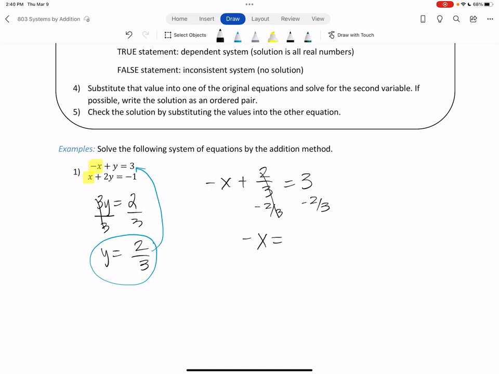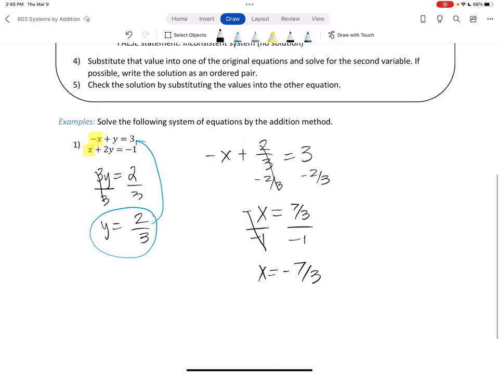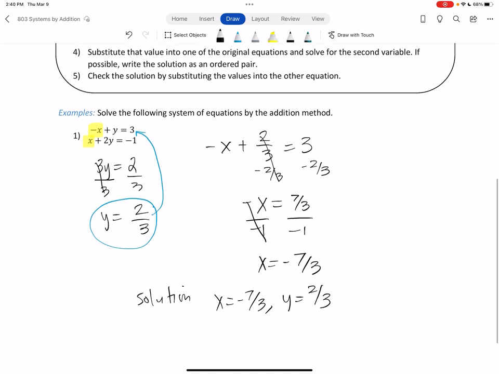-x is 3 minus 2/3. Put that in your calculator: 7/3. Divide by -1. x is -7/3. So my solution is x equals -7/3, y equals 2/3, or the ordered pair (-7/3, 2/3). Remember, you can check this by plugging those in for x and y into both equations to make sure it gives you a true statement.